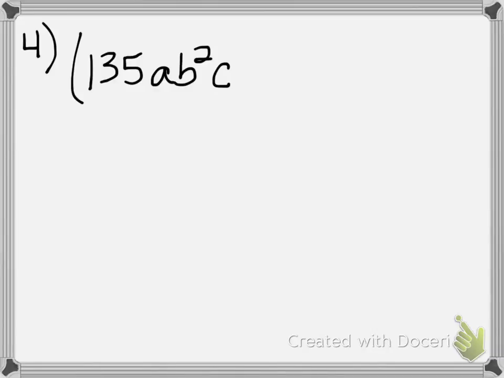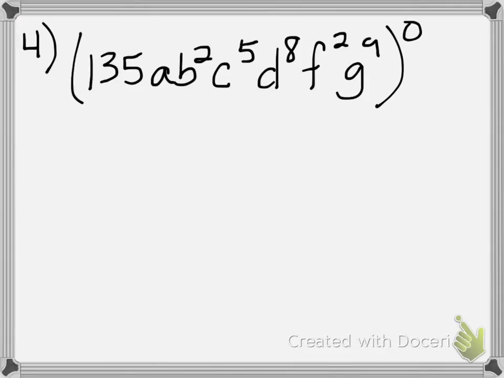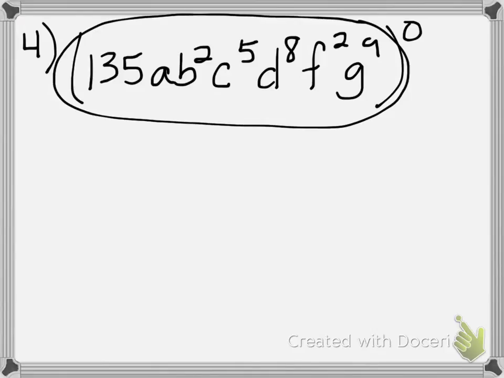Let's look at our next one that I have, number 4. I have 135a, b to the 2nd power, c to the 5th, d to the 8th, f to the 2nd, g to the 9th, all raised to the 0 power. Because this is all in parentheses and it's all raised to the 0 power, this answer is 1. Okay? So because all of it is raised to the 0 power, that's why we're able to say that that is 1.